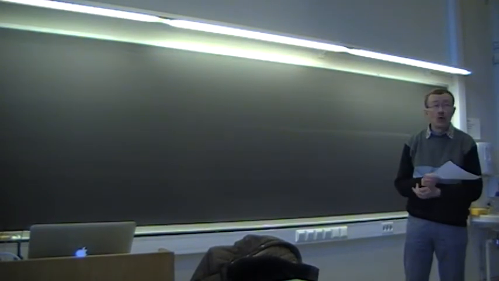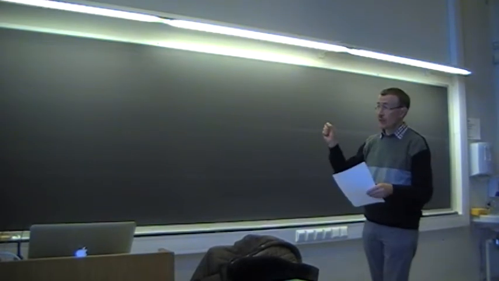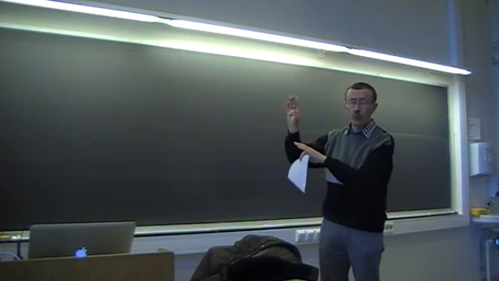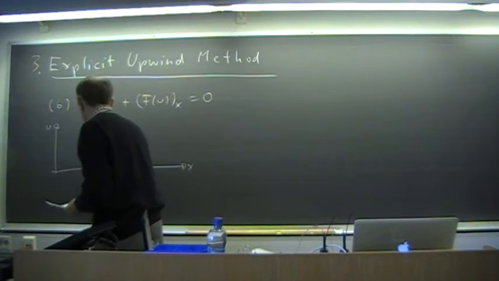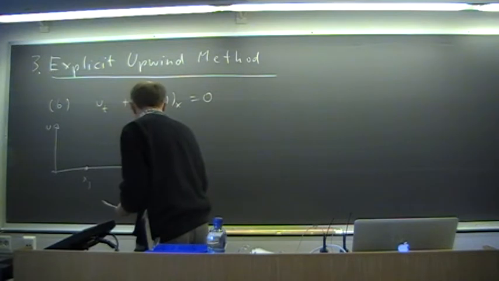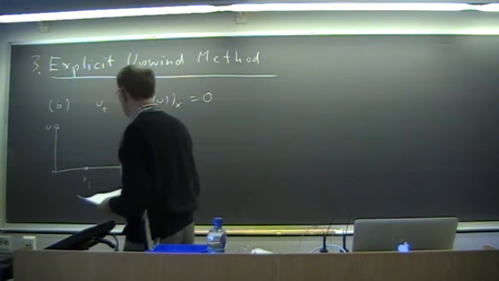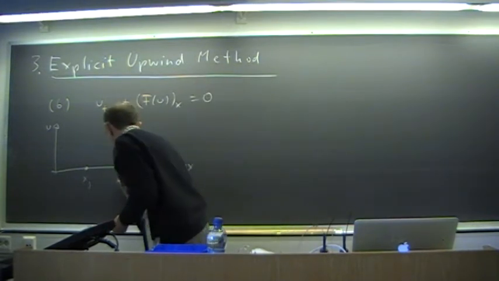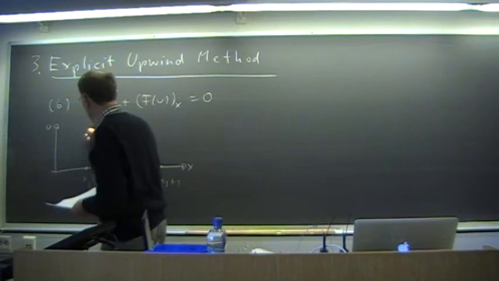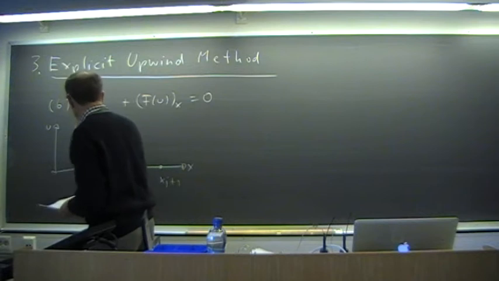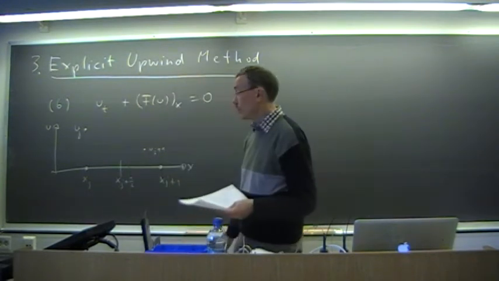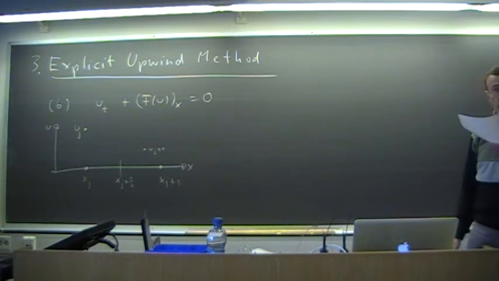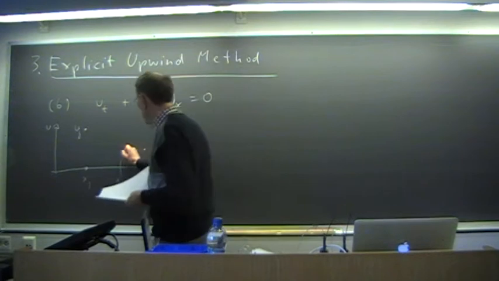If we imagine we have our values at the cell, at the midpoint, x_{j+1/2}. So we have this situation here. We have x, here we have u, and imagine we have our grid point x_j here, our grid point x_{j+1} here, and here our midpoint x_{j+1/2}. If we imagine we have here a value, say, u_j, and here a value u_{j+1}. So they are given from the old time level.